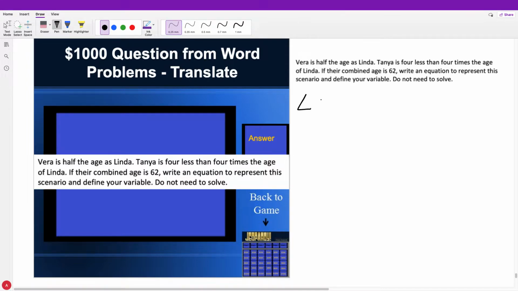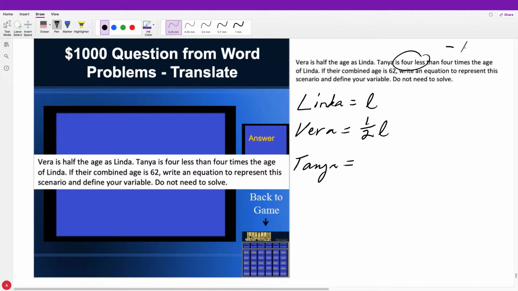So I'm just going to say that Linda is equal to L. Anytime I see L, that's Linda's age. Vera is equal to half the age of Linda, so to represent half the age of Linda, we can say it's 1/2 of L. And Tanya, once again, I need to rewrite in terms of L, and she's 4 less than 4 times the age of Linda. So remember, 4 less means I'm subtracting 4 from it. 4 times the age of Linda is 4L minus 4.